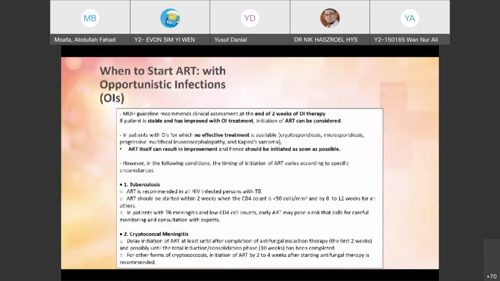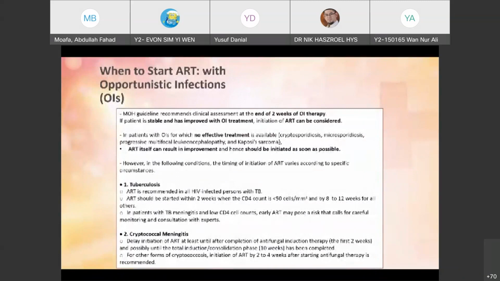And so MOH guideline recommends clinical assessment at the end of 2 weeks of OI therapy. And if the patient is stable and has improved with OI treatment, the initiation of ART can be considered. So in patients with opportunistic infections for which no effective treatment is available, such as cryptosporidiosis, microsporidiosis, progressive multifocal leukoencephalopathy, and Kaposi sarcoma, the ART itself can result in improvement and hence should be initiated as soon as possible. However, in the following conditions, the timing of the initiation of ART varies according to specific circumstances.